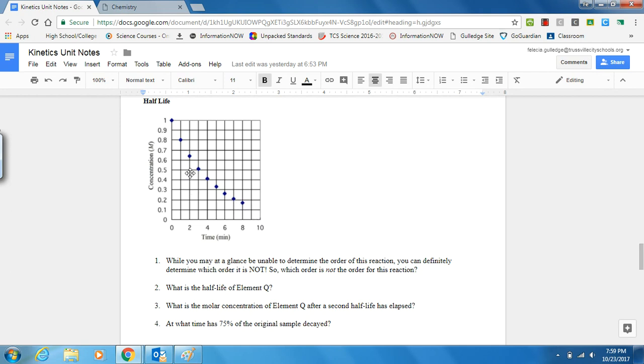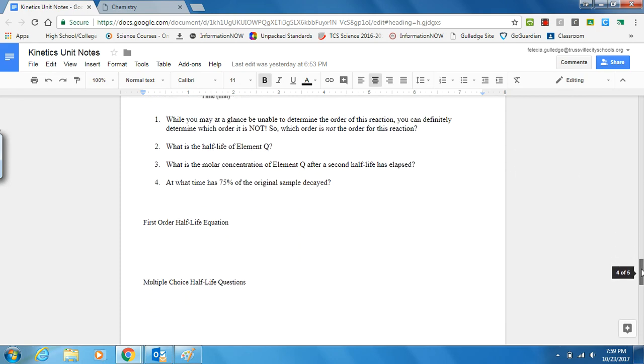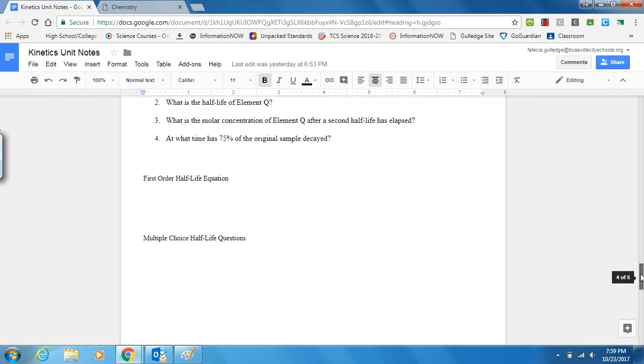So 75% has gone away, 25% remains, and 25% of 1 is 0.25. So my answer there would be 6. The way that you apply half-life is really just a logical approach when you're working with the graph. Simple, very easy questions to get.